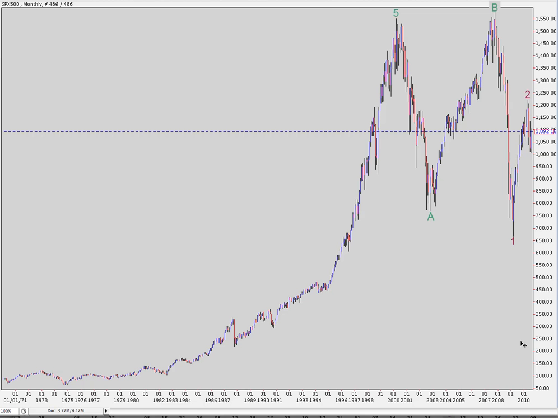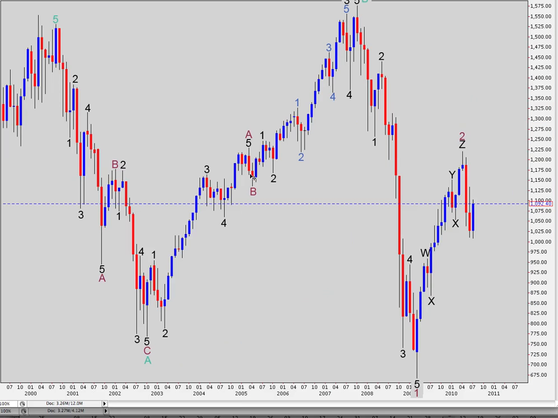Taking you now to a monthly chart a little bit more close up, where we're just going to look at this piece of movement, this cycle B and primary 1 and 2. So here's our expanded flat with an ABC zigzag for A.